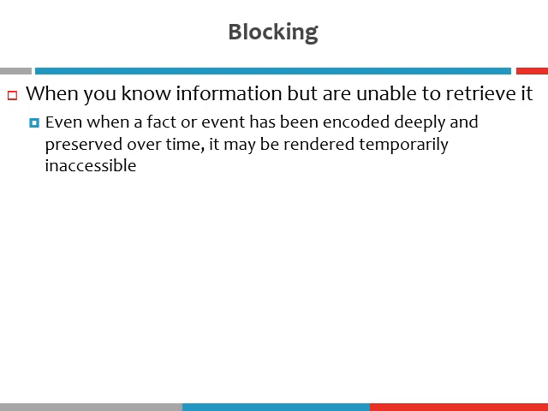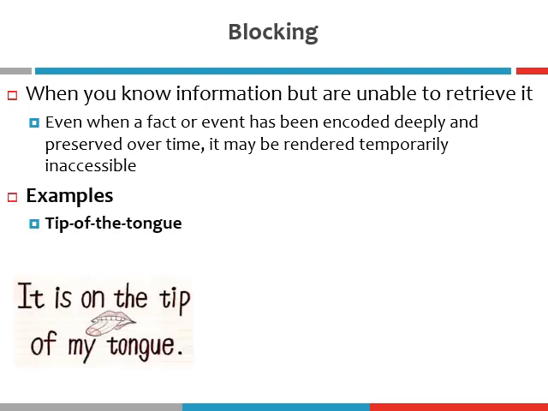With both transience and absent-mindedness, that information is no longer available or no longer stored in your memory. But with blocking, the information is available, you're just no longer able to retrieve it, right? Or it's rendered temporarily inaccessible. So sort of the classic example of blocking is what's called the tip of the tongue state.